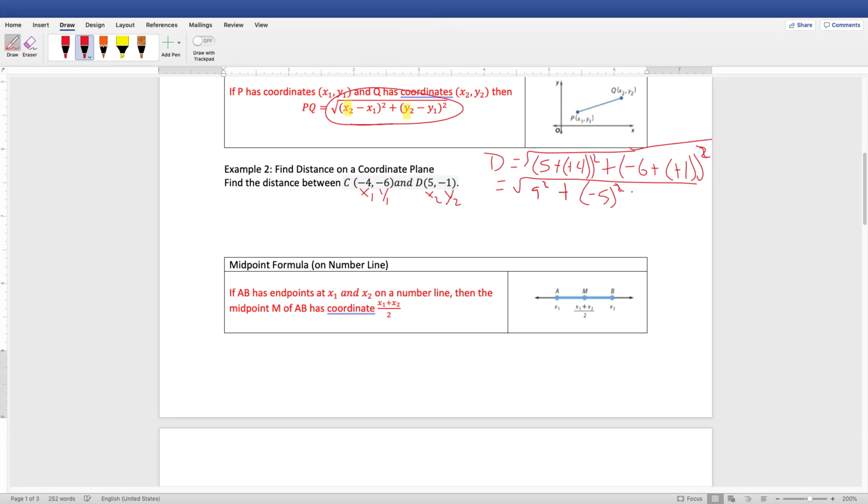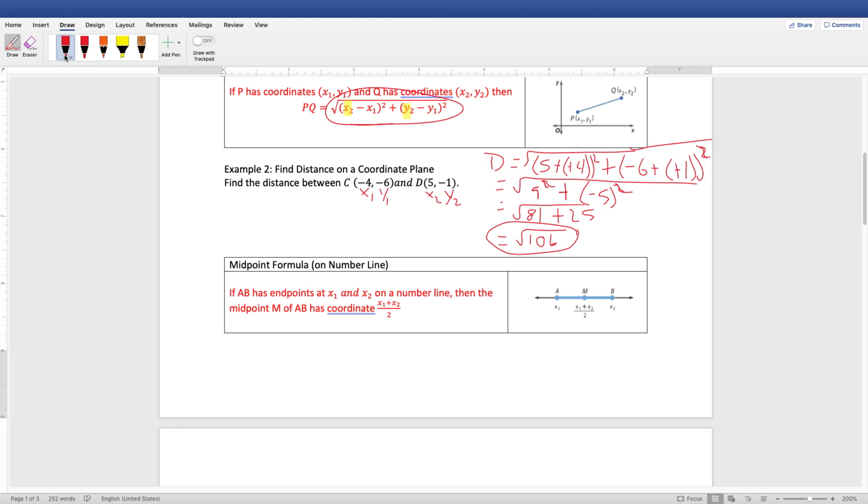Now I'm going to evaluate. 9 squared gives me 81. Negative 5 squared gives me 25. You get a final answer of the square root of 106.